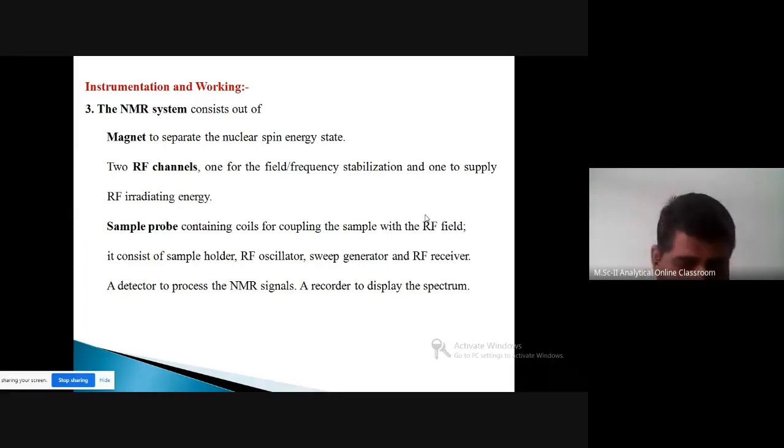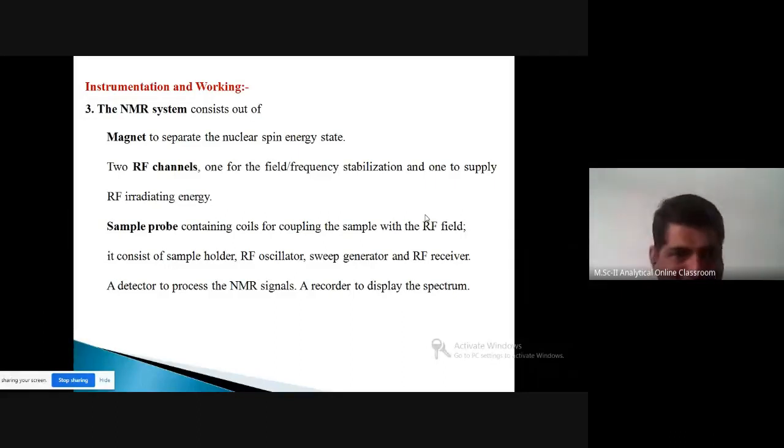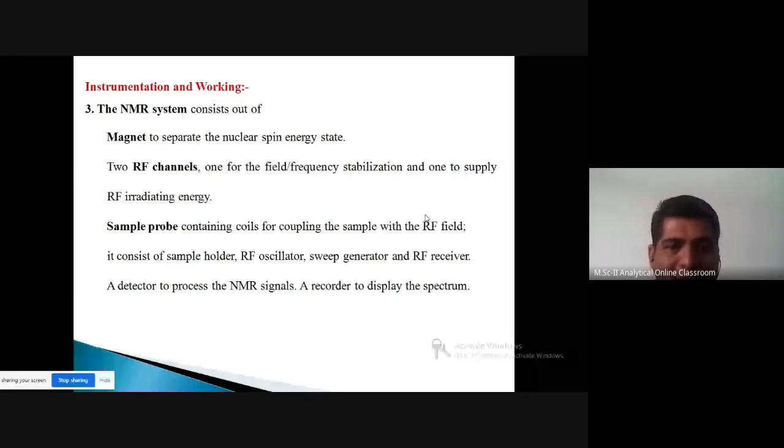सो रिमेंबर दिस स्लाइड्स इंडिकेट द डिफरंट इंस्ट्रुमेंट पार्ट विच आर प्रेझेंट इन द एनएमआर युनिट. वी नीड मॅग्नेट, स्ट्रॉंग मॅग्नेट, अँड दिस मॅग्नेट इज टू सेपरेट द न्यूक्लियर स्पिन एनर्जी स्टेट. ओके, तुम्हाला माहित आहे प्लस अँड मायनस स्पिन असते प्रत्येक इलेक्ट्रॉनला, त्याचं चेंज करण्यासाठी आपण मॅग्नेटिक वापरतो. सेकंड पार्ट इज टू आर एफ चॅनल्स, रेडिओ फ्रिक्वेन्सी चॅनल्स म्हणतो आपण, जे कॉईल असतात. वन फॉर द फील्ड फ्रिक्वेन्सी स्टॅबिलायझेशन अँड वन टू सप्लाय आर एफ रेडिएटिंग एनर्जी.